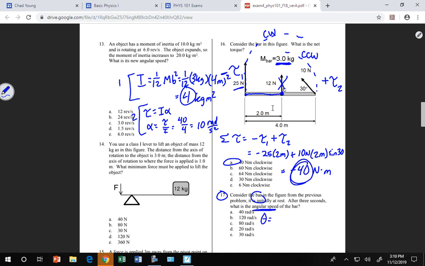So theta is omega naught t plus 1/2 alpha t squared. But I'm not looking for theta here. I'm looking for omega, and it's omega naught plus alpha t. So that's my third step, is to find omega. Omega naught is 0. I know that because it's initially at rest. It's usually 0 on these problems that you'll see. So it's just alpha times t. That's 10 radians per second squared, from part 2, times 3 seconds. So it's 30 radians per second. 10 times 3 is 30.